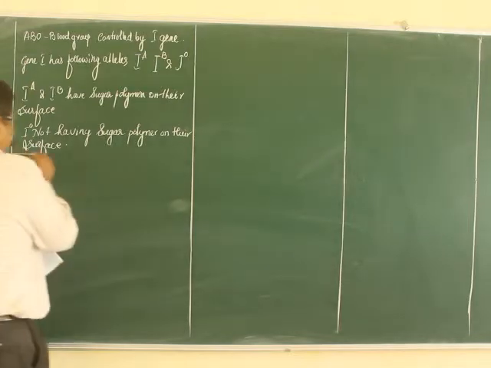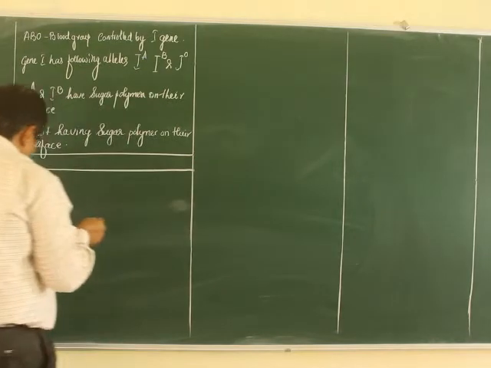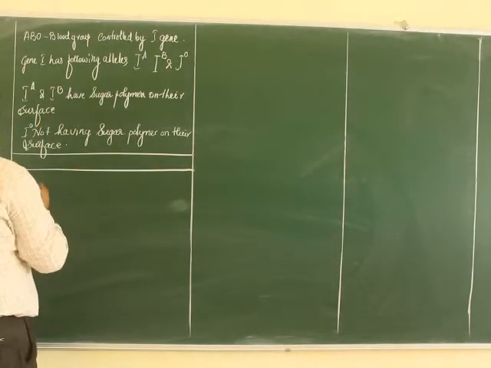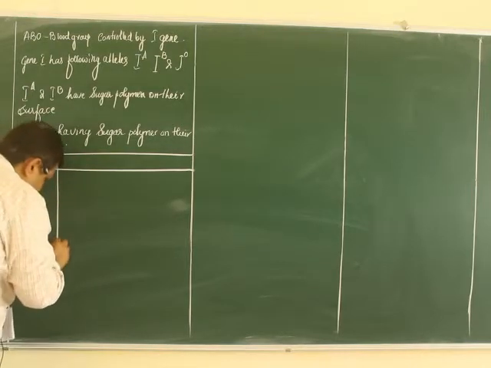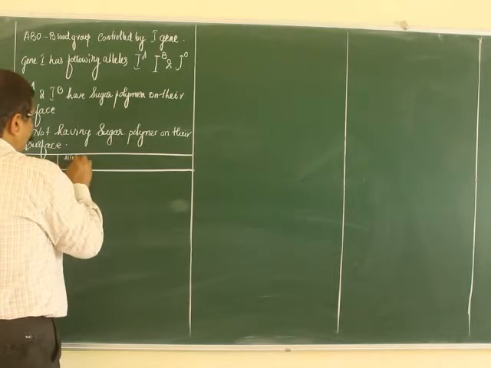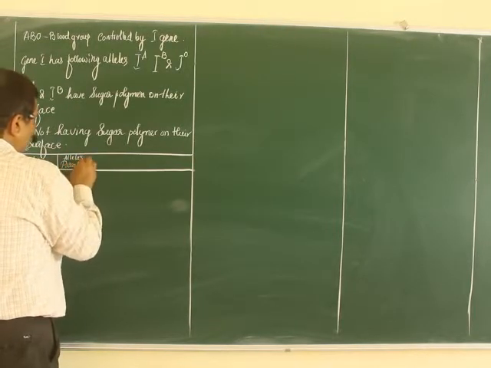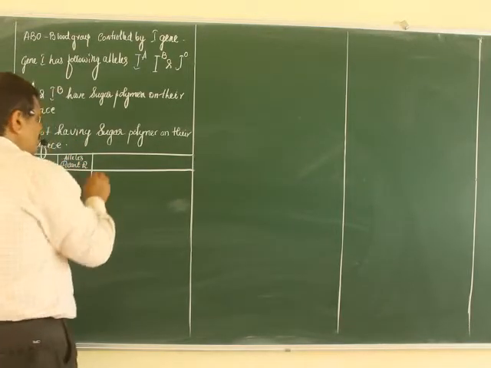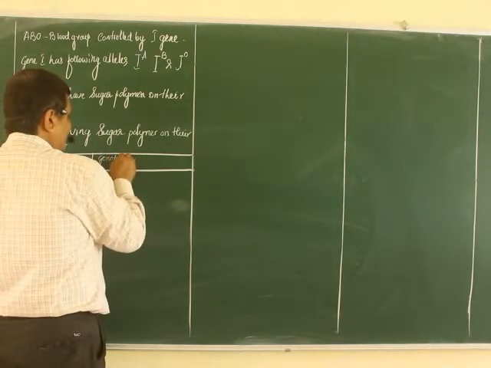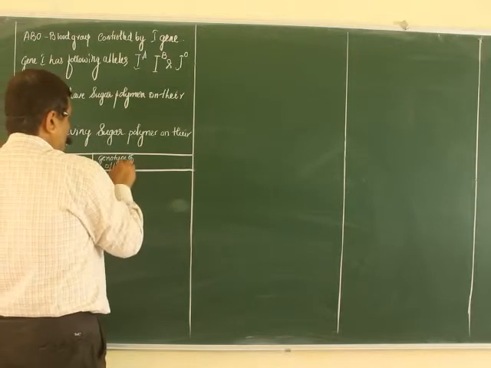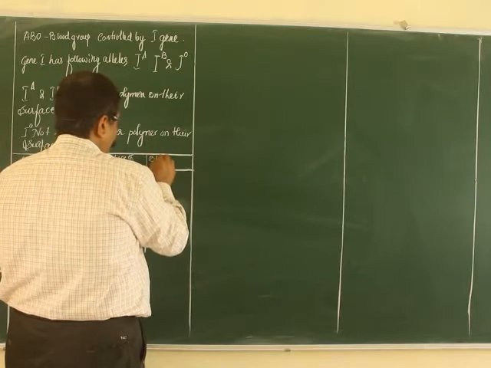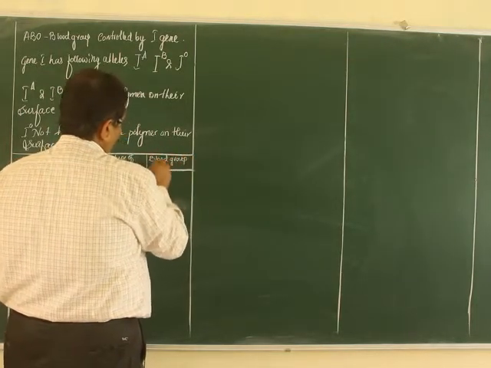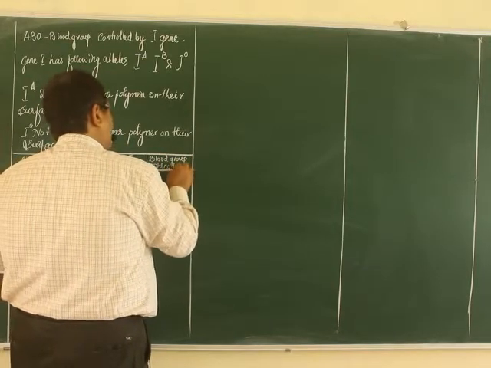Now, let us make a chart. In that chart, alleles from parent 1, alleles from parent 2, then genotype of offspring, and blood group phenotype.